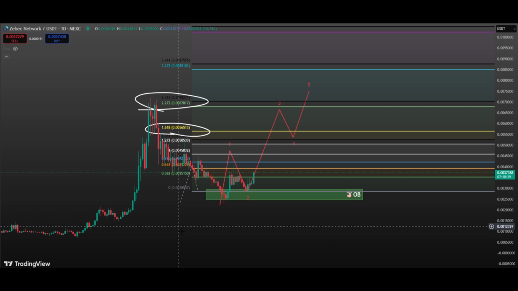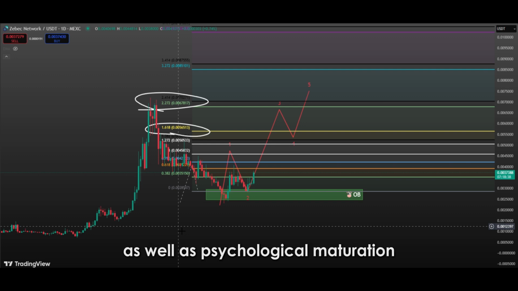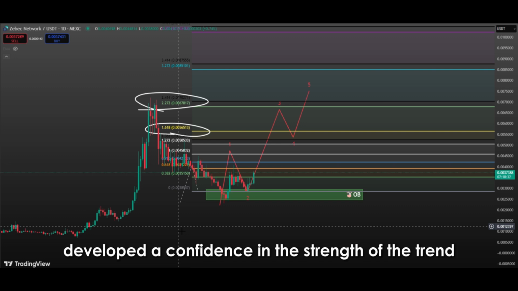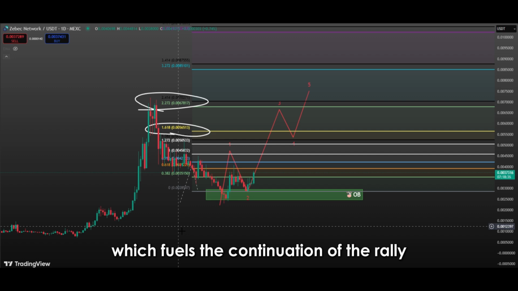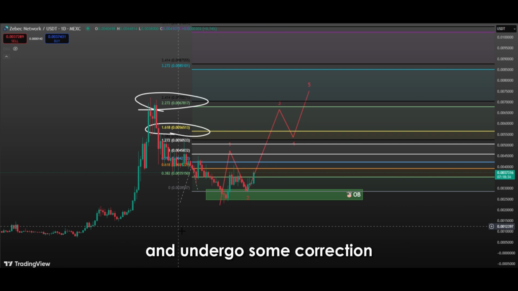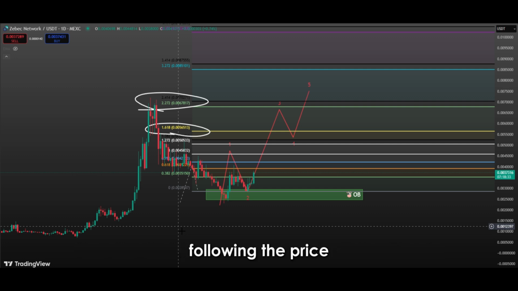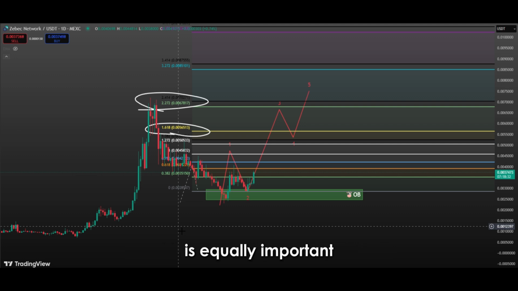At the same time, the third wave's extension to these levels also marks a phase of technical as well as psychological maturation. In such cases, investors develop a confidence in the strength of the trend. Every pullback is seen as a buying opportunity, which fuels the continuation of the rally. However, it should be remembered that after reaching the peak of the third wave, the price will transition into the fourth wave and undergo some correction. Therefore, being prepared for potential pullbacks following the price reaching the 1.618 and 2.272 levels is equally important.